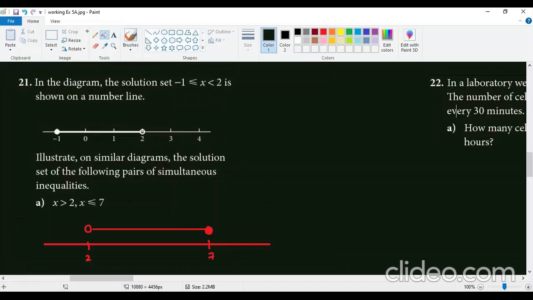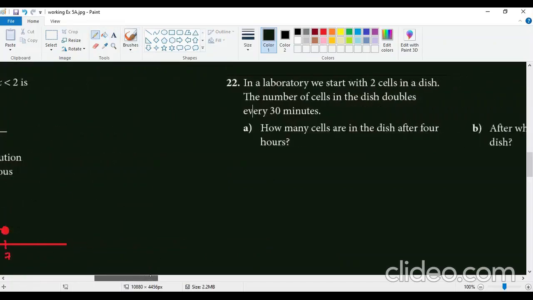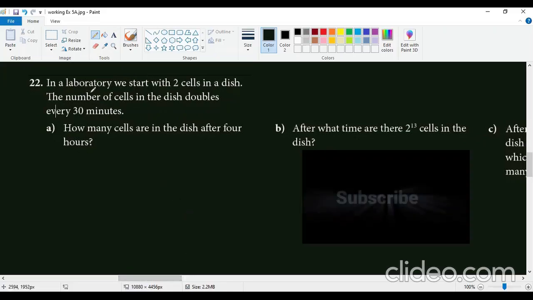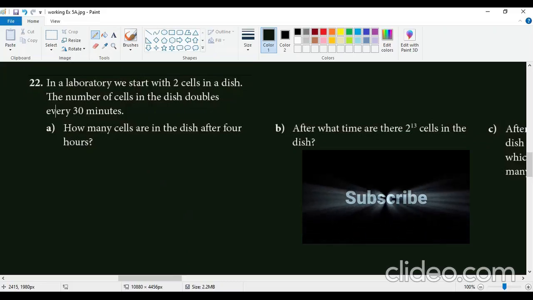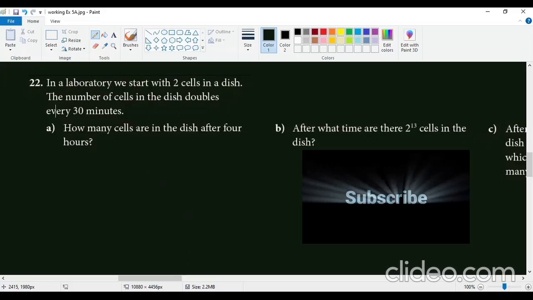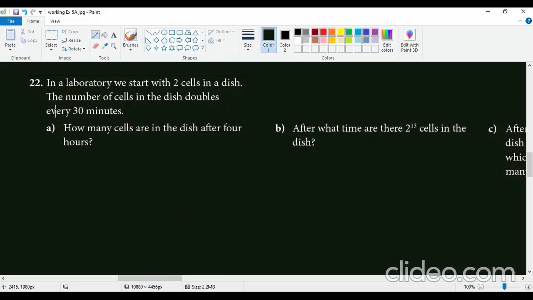On to question number 22, which requires a little calculation. It says in a laboratory we start with two cells in a dish. The number of cells in a dish doubles every 30 minutes. So you must know very well that 1 hour has 2 thirty-minute periods, right? How many cells are in the dish after 4 hours? That means 2 times 4 is the number of n. That means 8. That means 2 power 8 is 512.